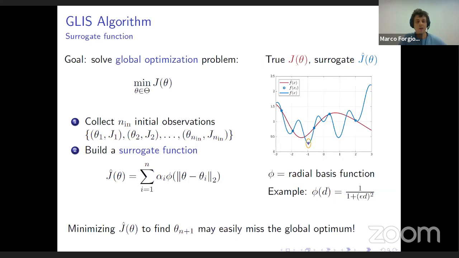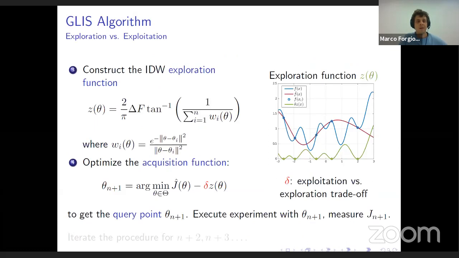If we were doing just response surface, we would choose the next point to be tested simply by minimizing the surrogate. But this solution typically gets trapped in local minimizers. Maybe we will concentrate all the effort in one region and completely ignore another one, and maybe miss the global minimum. So GLIS explicitly promotes exploration, including the so-called exploration function, the IDW, inverse distance weighting exploration function. It's the exploration function used in GLIS.